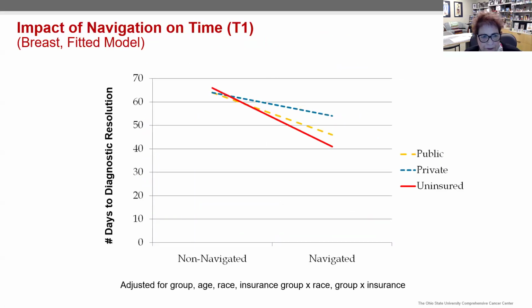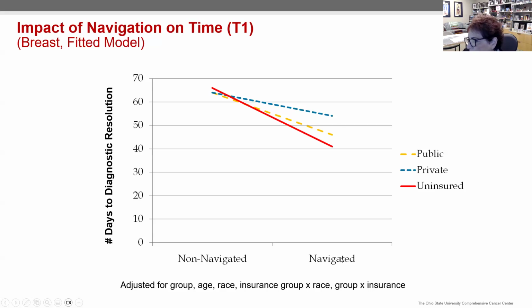And this is just one type of analysis that we did. We looked at the impact of navigation on how long it took women to get in, to be resolved with their abnormality, for breast cancer patients by insurance. The red line is the uninsured, the dotted yellow is public, and the top one is private. The non-navigated is the first clustering of lines on the left, and you can see the number of days to diagnostic resolution for all three groups by insurance status was between 60 and 70.